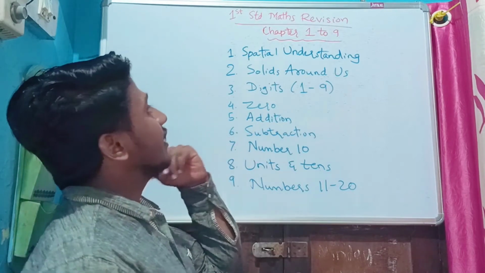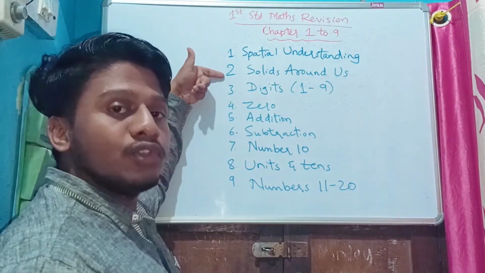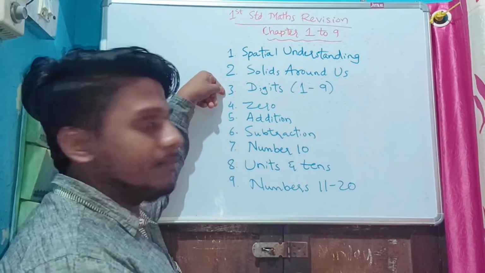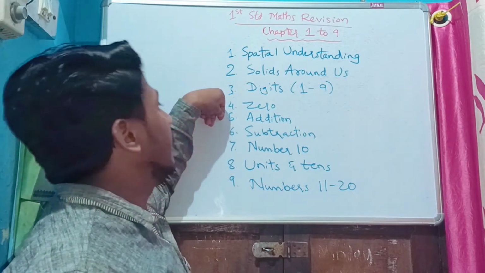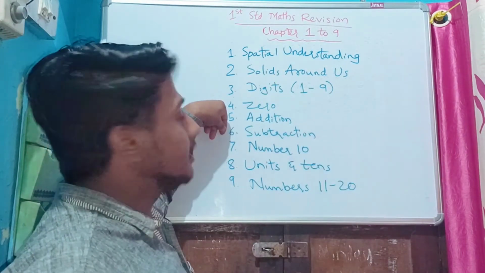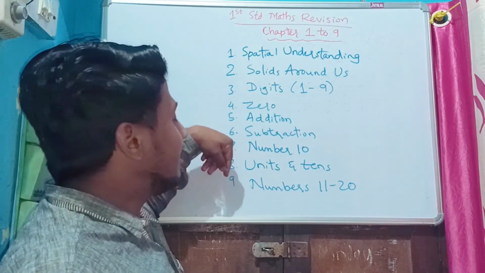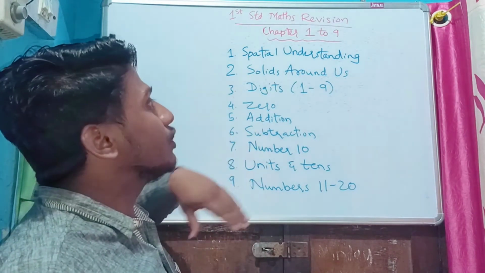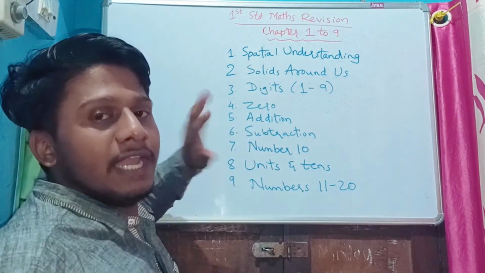We started with spatial understanding. Then we moved on to solids around us. Then we studied about digits 1 to 9. Then we did 0. Then we went for addition and subtraction, where the sum and difference is less than 10. Then number 10 we studied. Then units and tens. And in the last video we completed numbers from 11 to 20. So in this video I am going to give a brief revision for you people so that you can brush up your things and you can remember easily.